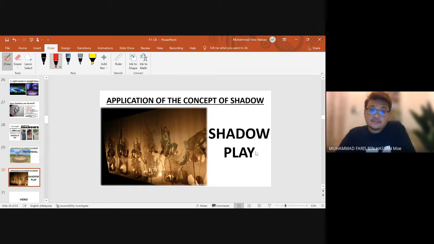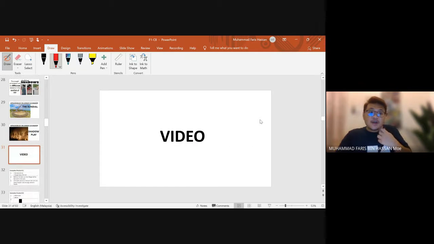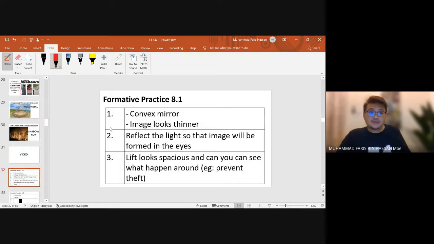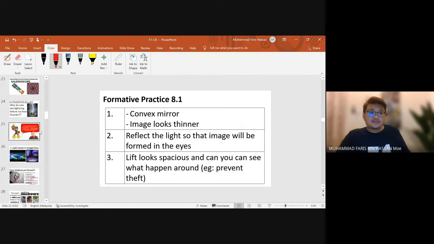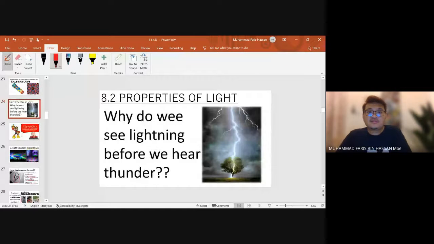So actually, the shadow play can be formed by using the concept of shadow. Okay, so we have just finished subtopic 8.2, properties of light.